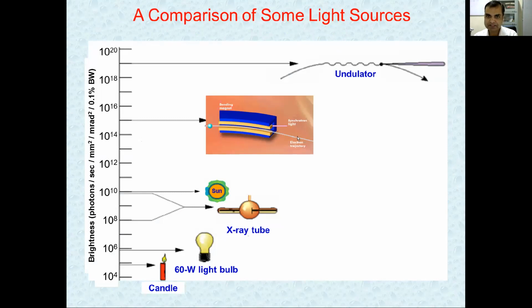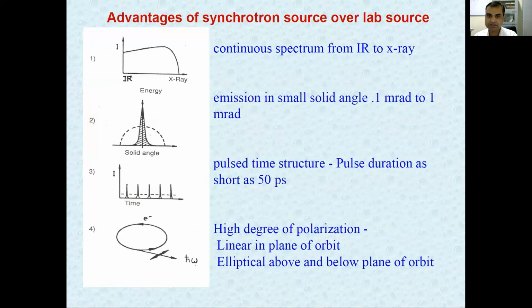Here is a comparison of the brilliance, or intensity, of light, from a candle to a bending magnet synchrotron source, which is about 10 to the power 5 photons per second per millimeter square per milliradian square. This intensity can be further enhanced by using insertion devices like undulators or wigglers, which further enhance the intensity of the light coming out of the synchrotron source.